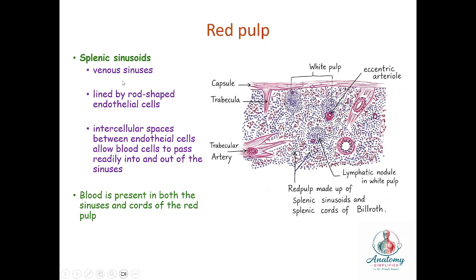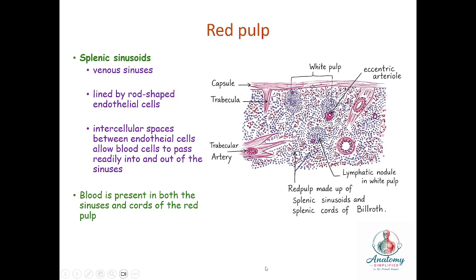Splenic sinusoids are venous sinuses. They are lined by rod-shaped endothelial cells. Intercellular spaces between endothelial cells allow blood cells to pass readily into and out of the sinuses. Blood is present in both sinuses and cords of red pulp.